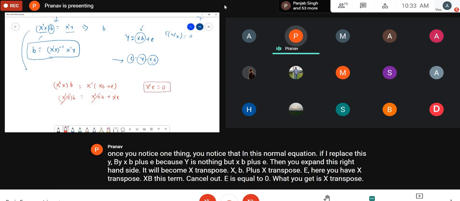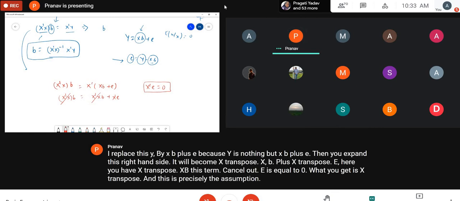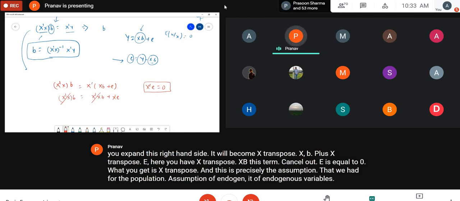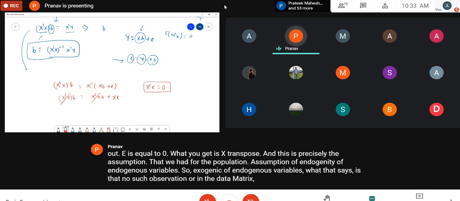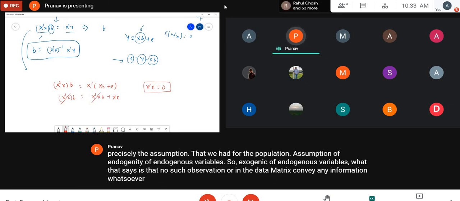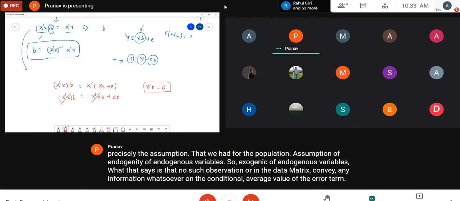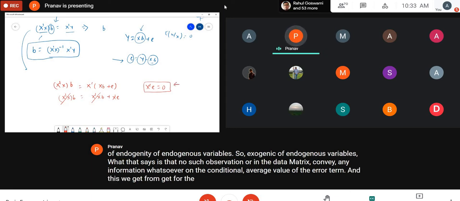And this is precisely the assumption that we had for the population. Assumption of exogeneity of explanatory variables. What that says is that no observation in the data matrix conveys any information whatsoever on the conditional average value of the error term. And this we get for the sample counterpart using OLS.